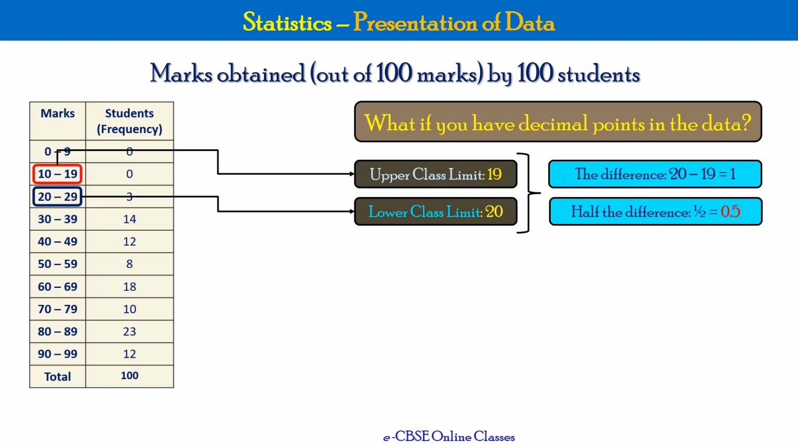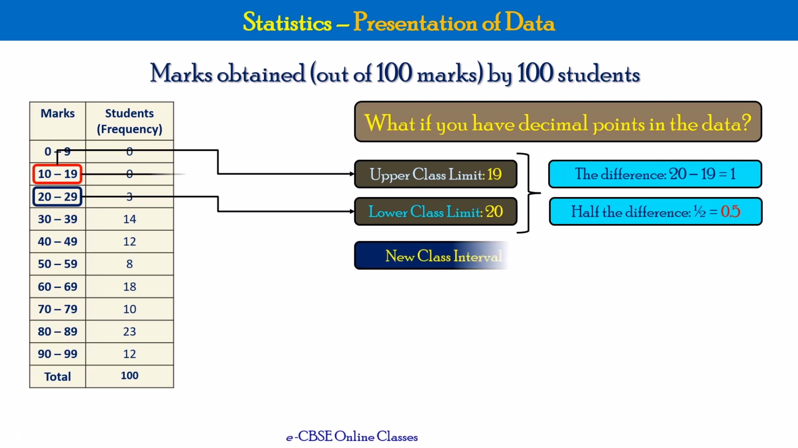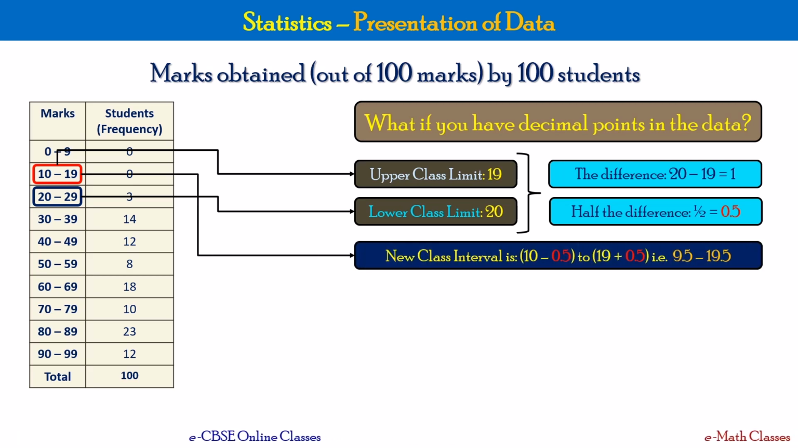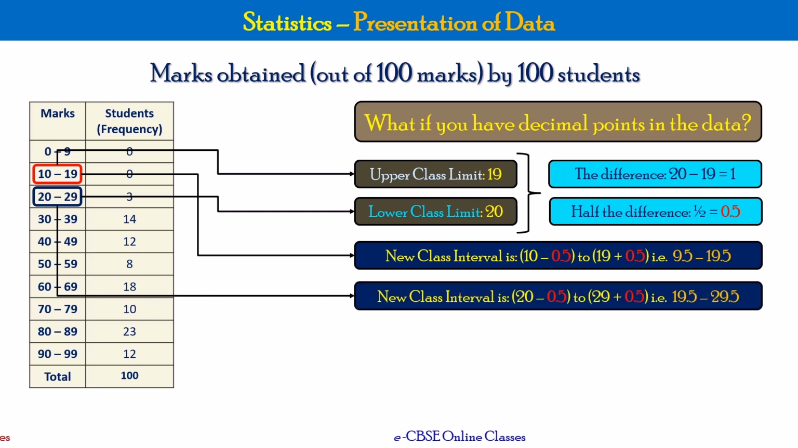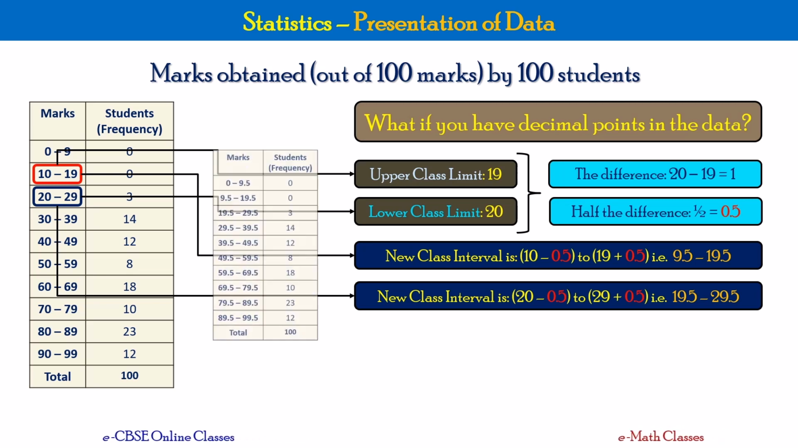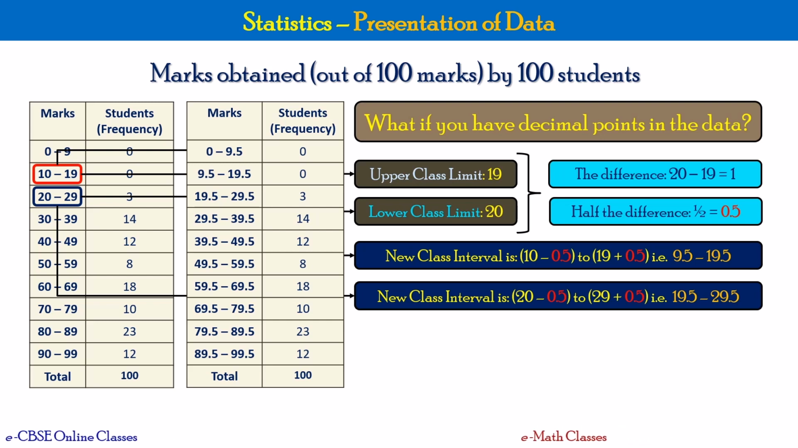So let's take an example here. The class 10 to 19 is converted to 9.5 to 19.5. So if you observe carefully, 10 to 19 has a range of 9, whereas 9.5 to 19.5 has a range of 10. So the range is increased exactly by the difference that you have calculated above. Correct? Similarly, the class 20 to 29 is converted into 19.5 to 29.5. Correct? See, the new table will look something like this.